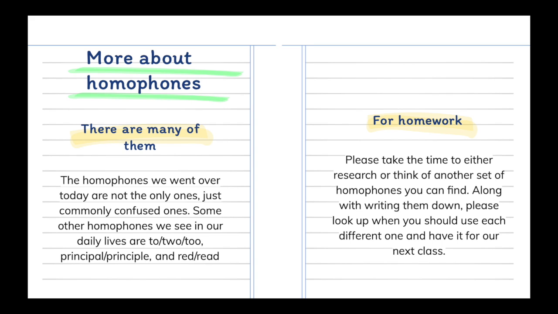Some other homophones we see in our daily lives are two, too, and to; principal and principle; and red and read. So these are just a few examples of the ones we see often.